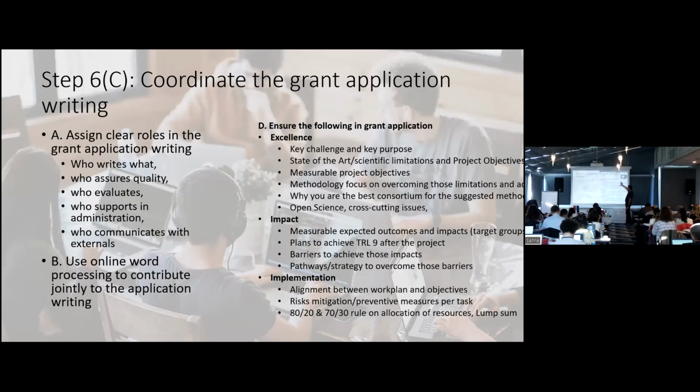And then step 6, coordinate the grant application writing. You need to assign clear roles. This is very important, as part A. Who writes what? Will you be the one writing the whole proposal, or will you be assigning some parts to work package leaders, for example? You will be jointly working on the state-of-the-art analysis. Someone else will write the impact and the dissemination and communication. But you need to say that.